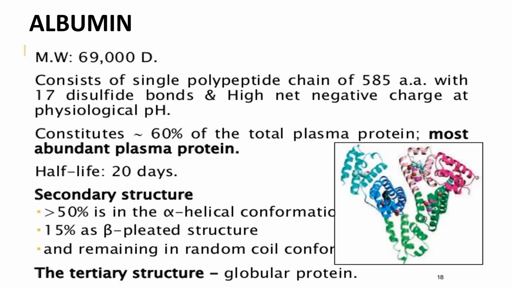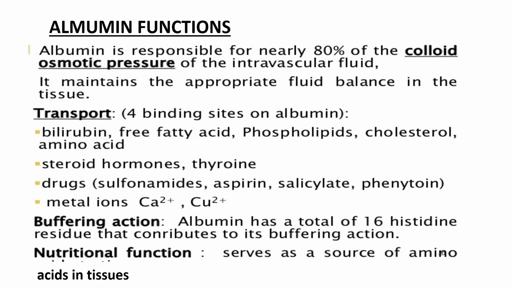As far as the secondary structure of albumin is concerned, more than 50% is in the alpha helical structure, and approximately 15% of its chains are in the form of beta pleated sheets, and the remaining is in random coil conformations. As far as the tertiary structure is concerned, it is a globular protein. If somebody asks you for an example of a tertiary structure of protein, you can say, besides myoglobin, that albumin is an example of the tertiary structure of protein.